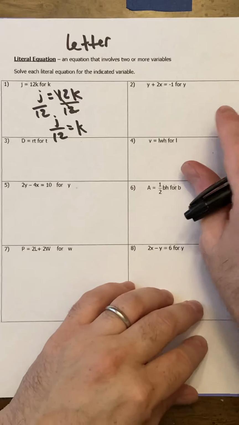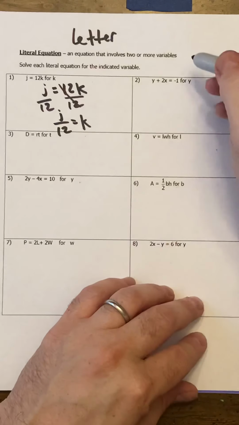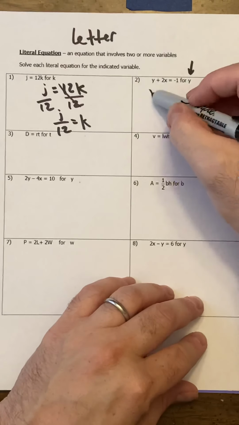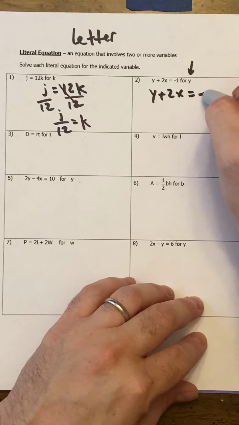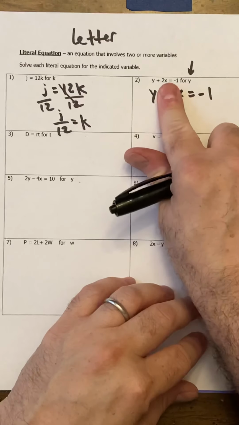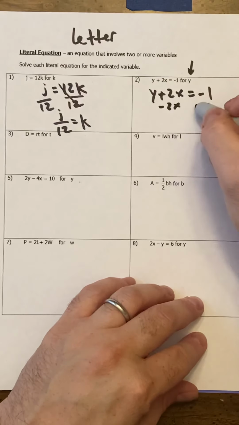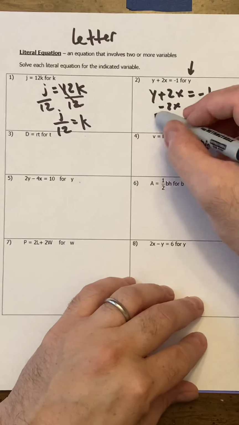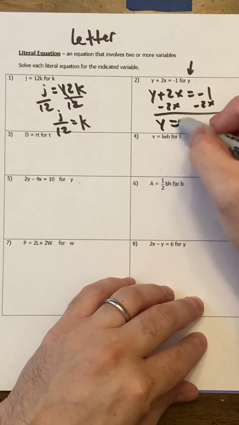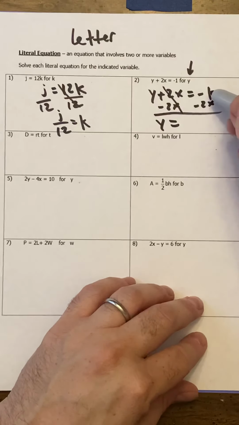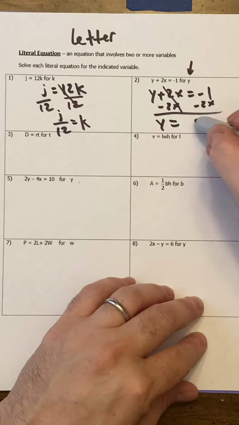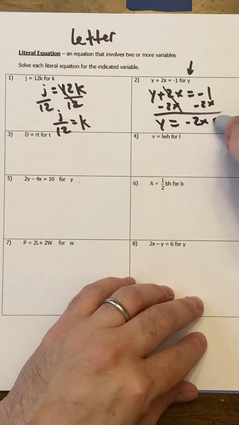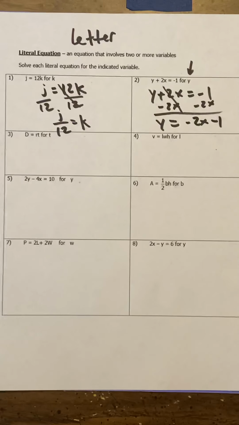Let's take a look at the next one. Y plus 2x equals -1. We want to get y by itself. Let me write this a little bit larger. This one's pretty easy. I want to get y by itself, so I'm going to have to subtract 2x on both sides. You're probably familiar with what happens here. This is y equals, those cancel out, and these are not like terms. Put the x term first, it's actually -2x minus 1, and you've gotten the y by itself.